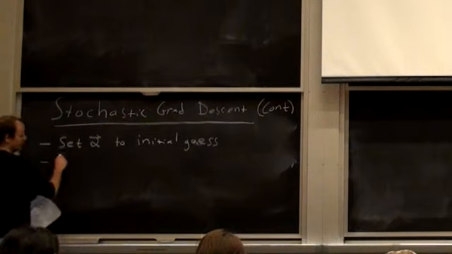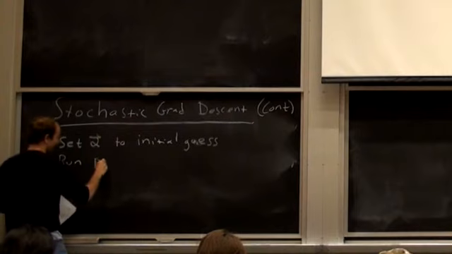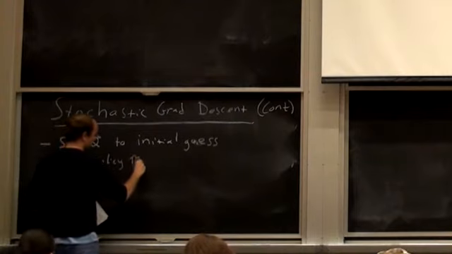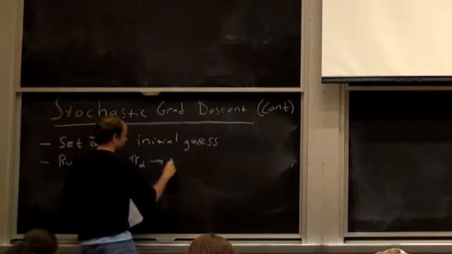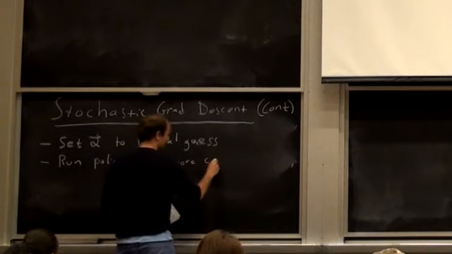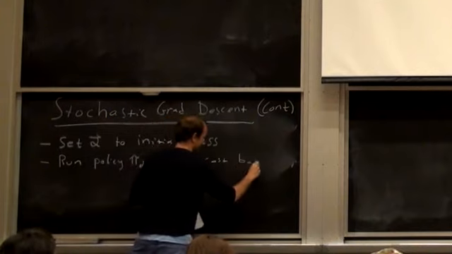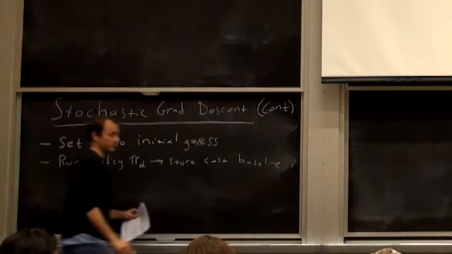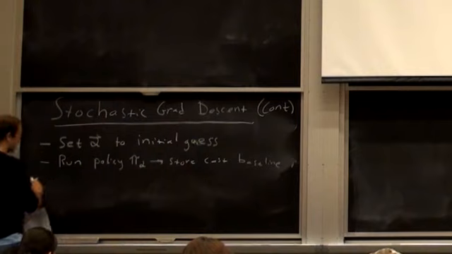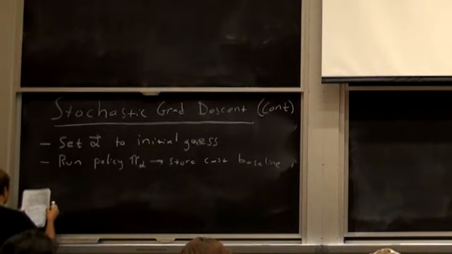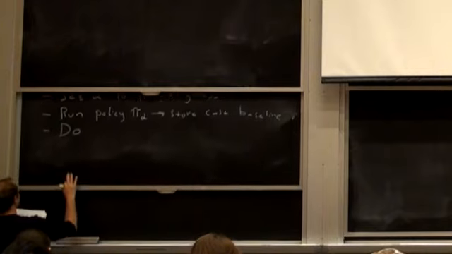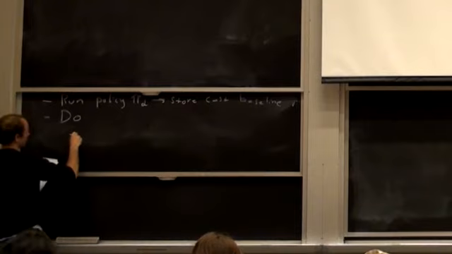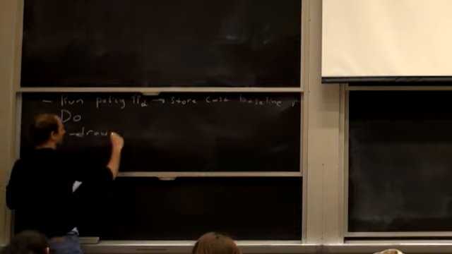So then, again, you don't have to do this, but run policy pi alpha. So this is the policy with your parameter set of your alpha. And store the cost as your baseline. All right, so that gives you your first baseline. Then we have a do while loop here. So do: draw noise z.